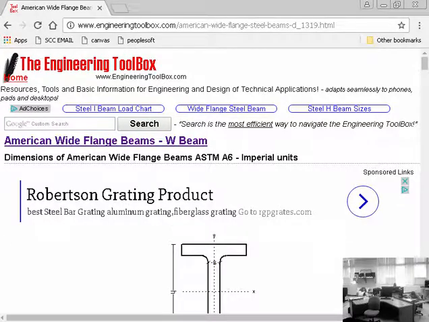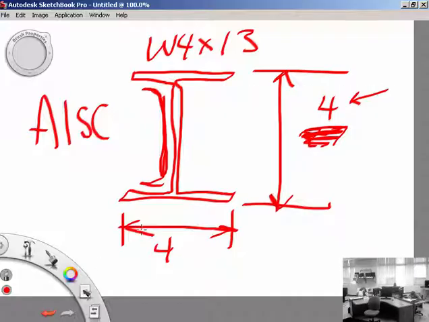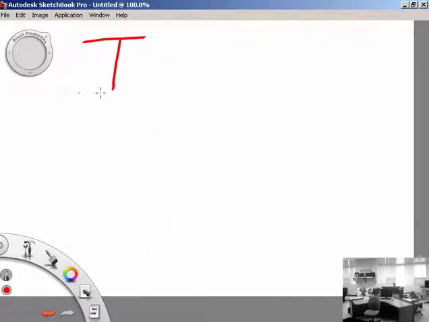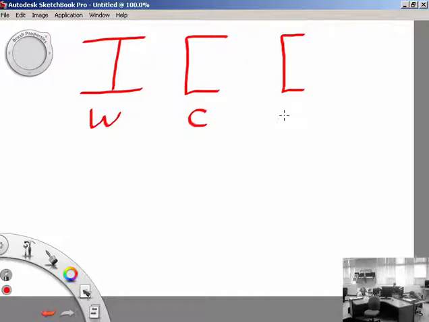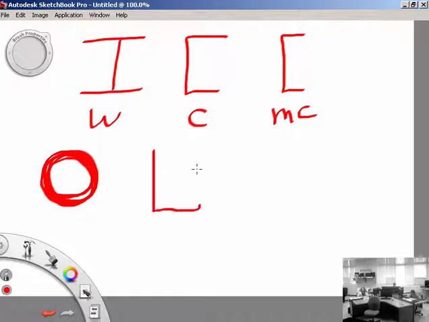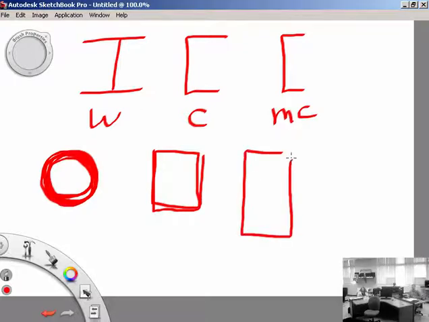But there's a lot of different steel shapes. Let's think of some of them. You've got your W-beams. You've got your channels. So you've got a W, a C. There's actually another version of a channel called an MC. There's this version. What's this right here? What's this cross section? What would I buy out of steel that's shaped like this? A pipe. You've got your square-ish tube. You've got your rectangular tube.